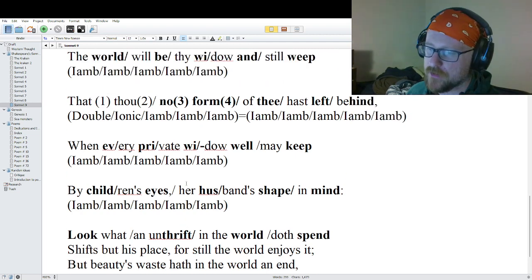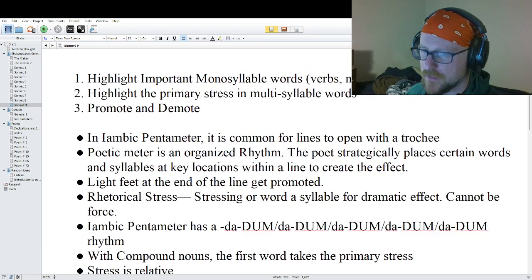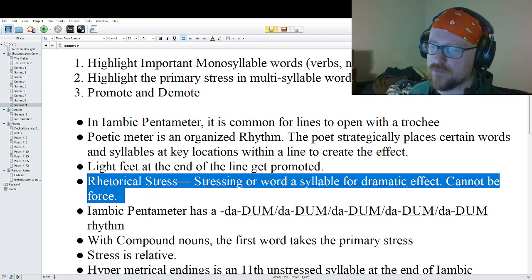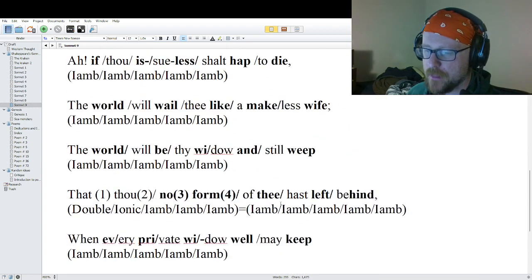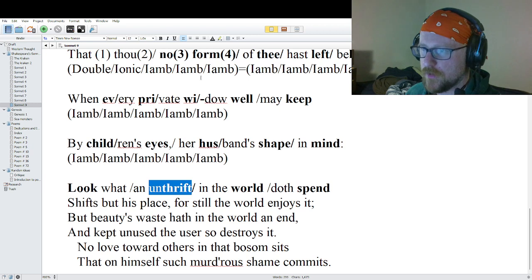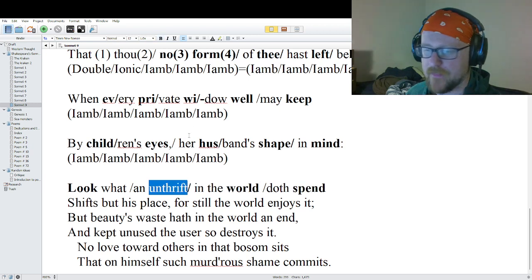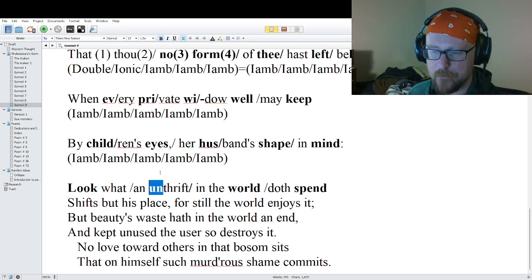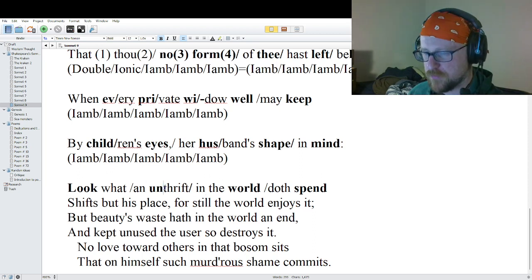Yes and no. Do you remember how I said rhetorical stress, stressing a word or syllable for dramatic effect, cannot be forced? I've got to make this clear: what I'm about to do only works in the negative. It never works in the positive. So that's the negative, right? "Look, what an unthrift in the world." That's what's going on.